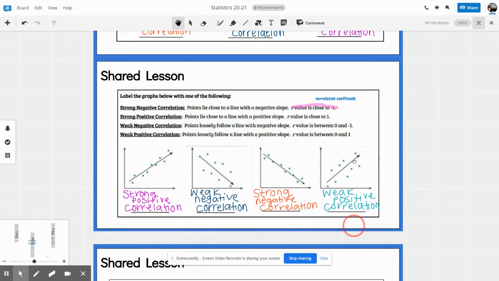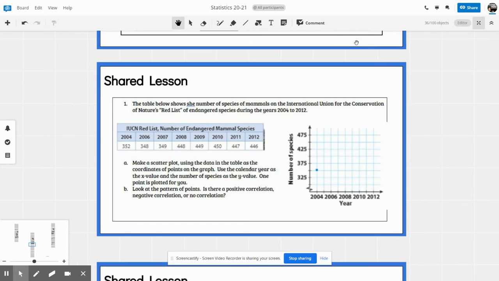Moving on, the table below shows, that should say the, not she, I'm sorry, the number of species of mammals on the International Union for the Conservation of Nature's Red List of Endangered Species during the years 2004 to 2012. We want you to make a scatter plot using the data in the table as the coordinates of points on the graph. Use the calendar year as the X value and the number of species as the Y value. 1 point is plotted for you.